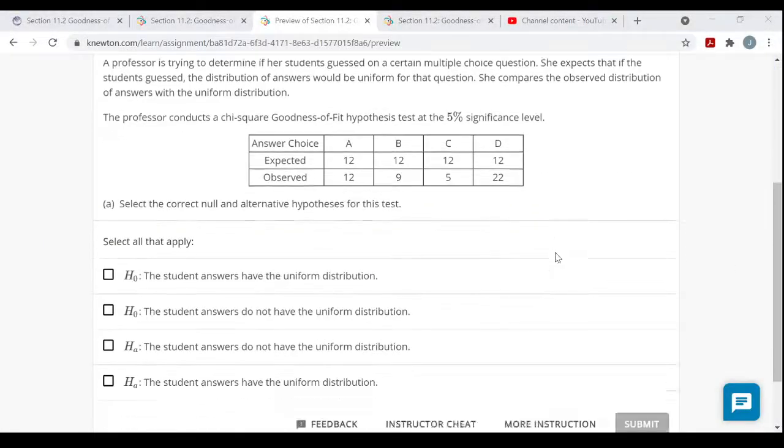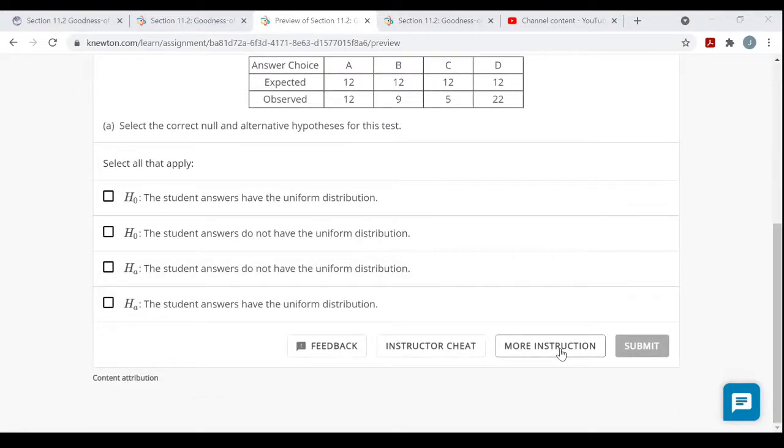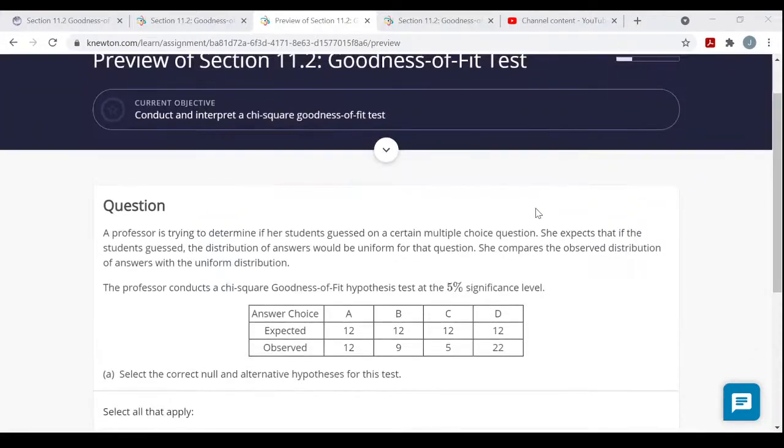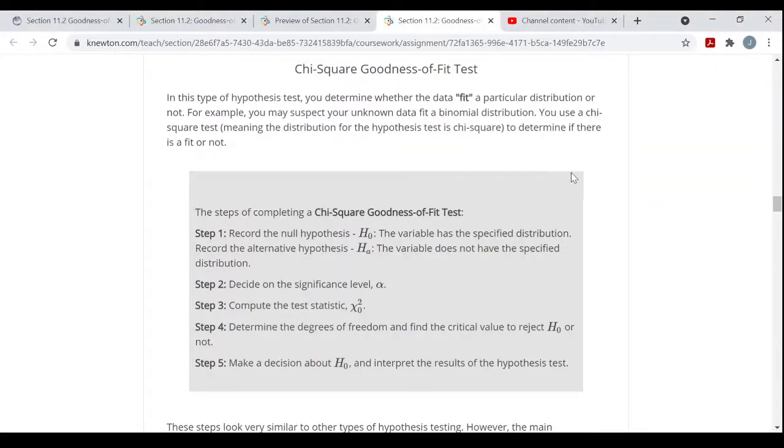Again, if you want to read more about it, click on More Instruction, look at their videos, their notes, their examples. Hopefully those help you. In fact, I am going to go over some of that so I don't have to write it out. Alright, so the chi-square goodness of fit test.